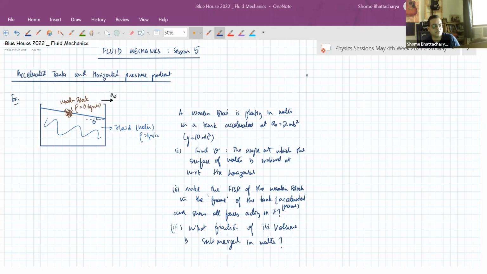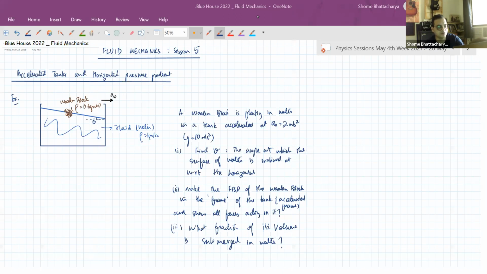Yeah, so as I was saying, the value of theta that you have mentioned is correct. Now coming to the second part, when you show the forces acting on the wooden block, remember that it's in equilibrium in the non-inertial frame, but also in that frame, there is a horizontal pressure gradient. So there will be a horizontal component of buoyancy because of that.